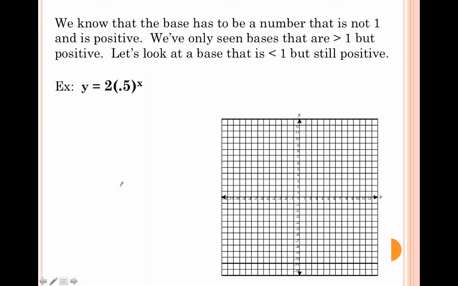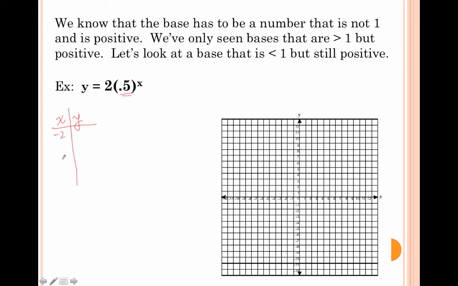All right, so now remember my B has to be a number that is not 1, but it has to be positive. That was way back. We've only seen bases that are greater than 1. But I want to take a look at a base that is less than 1, but it still, remember, must be positive. Okay? So I've got an A of 2. My B is now 0.5. So let's take a look at what I'm going to get for values and what this graph will look like.